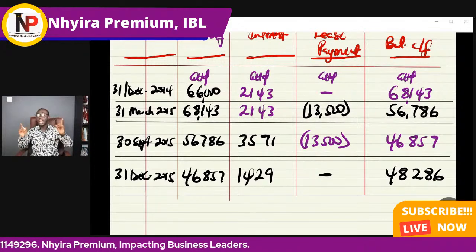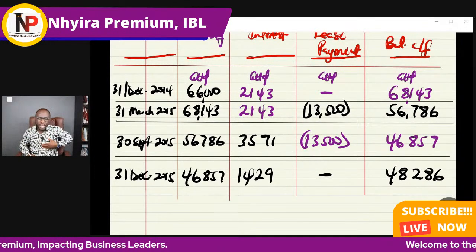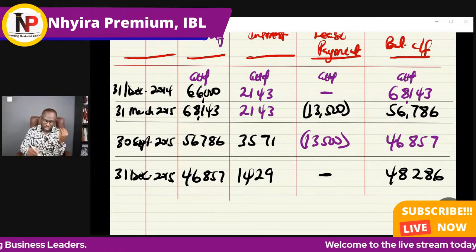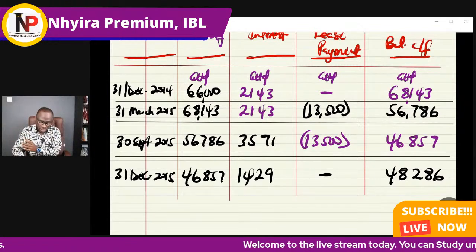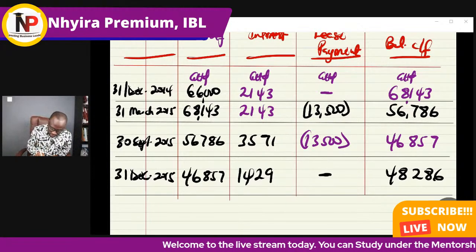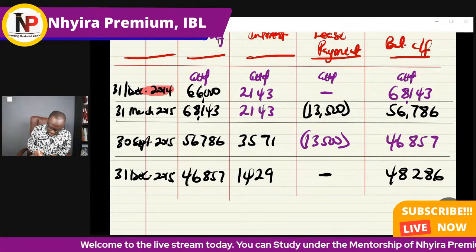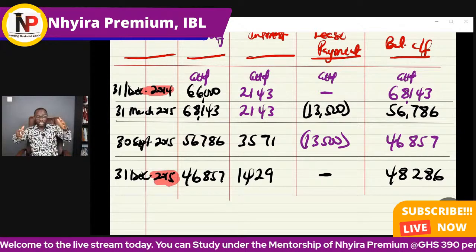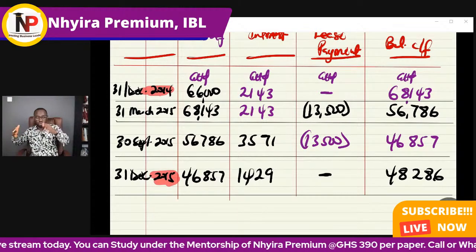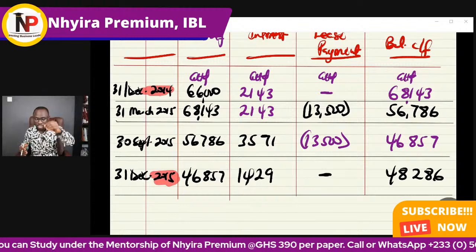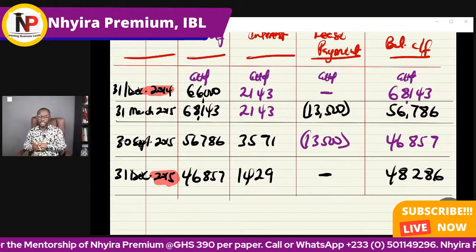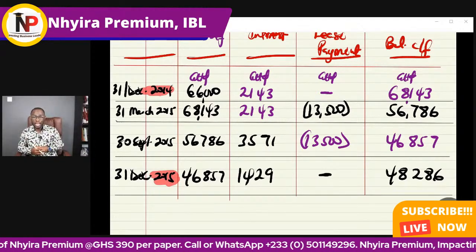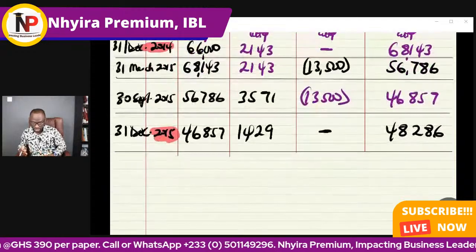48,286. So you realize that because payment is made in arrears, we have done the thing for 2 years, that is 2014 and then 2015. So that is the idea about what you need to understand there.